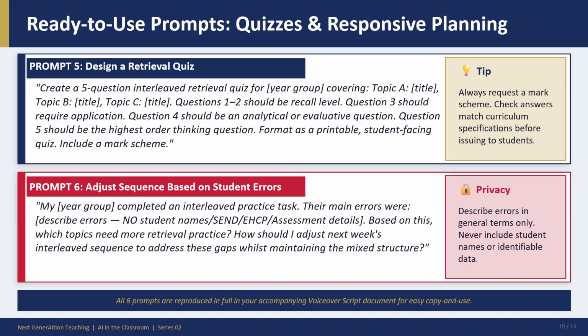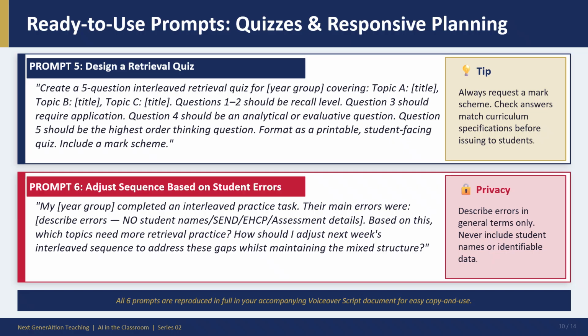Prompt 5 is about designing a retrieval quiz. So you could write, create a 5-question interleaved retrieval quiz for, and then you add your year group and say what topics you want to cover. Questions 1 to 2 should be recall level. Question 3 should require application. Question 4 should be analytical or evaluative. And question 5 should be the higher order thinking question that you want them to look at. Format as a printable student-facing quiz, including a mark scheme.